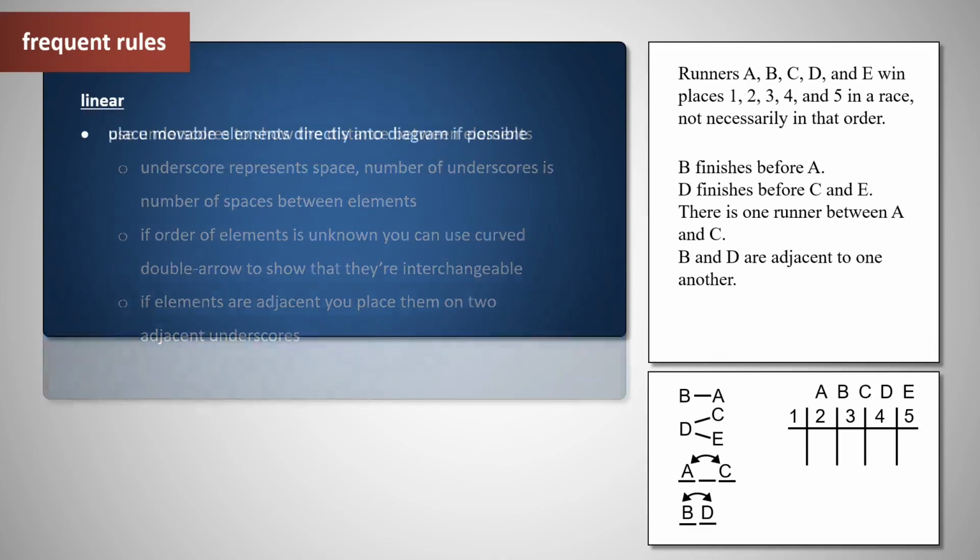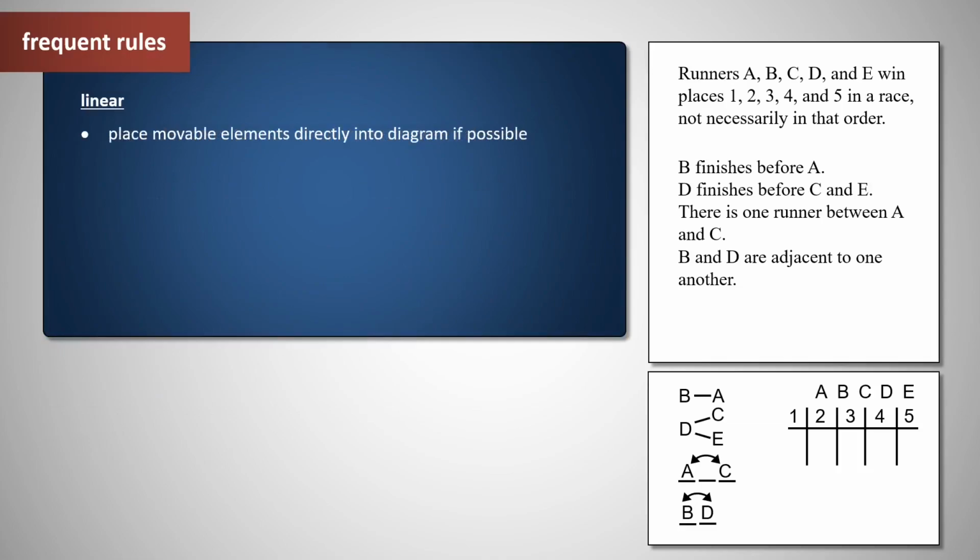And you can also place movable elements directly into the diagram if possible. There are these kinds of frequent rules in these games as well. So for example, we have the rule B finishes first. Well, you just put B in the first spot, and then you know that every diagram that you make is going to have to start off with B there, because that's what you're told. So if an element is restricted to a specific spot, just place it in the diagram. It's the easiest way of working with it.